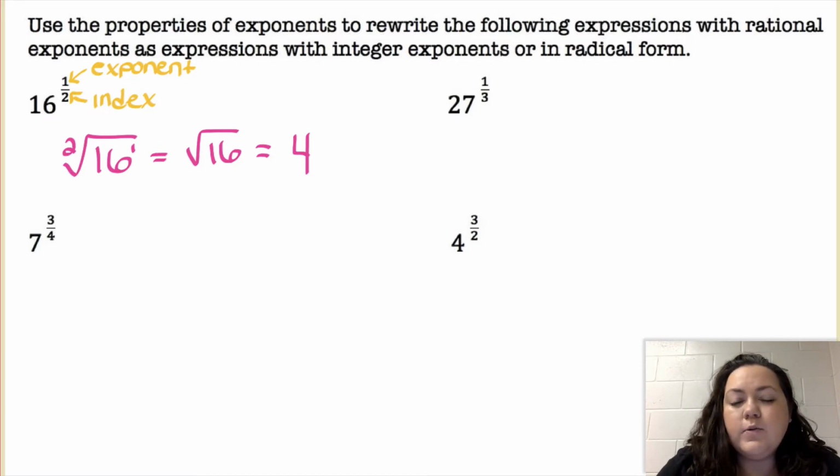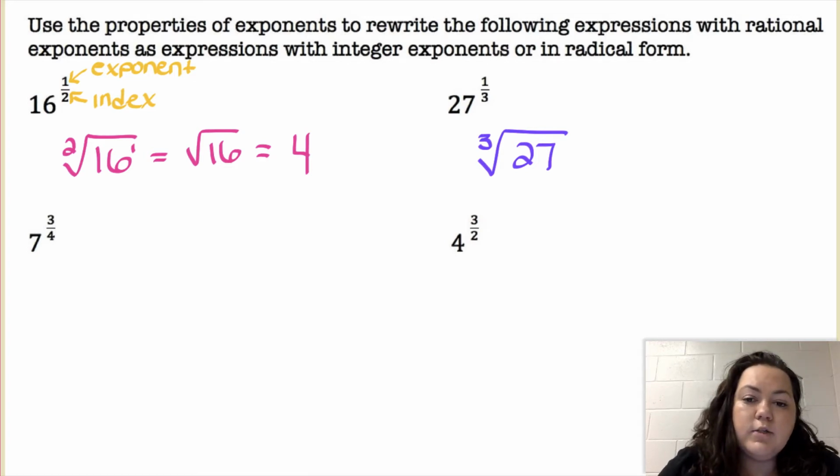All right, the next one I have 27 to the 1/3 power. My exponent is 1, my index is 3, so it's going to be the cube root, so the 3 is going to go on the outside. 27 is raised to the first power, so it's just 27. And then the cube root of 27, what times what times what gives me 27? That is a perfect cube. So 3 to the 3rd power is 27.